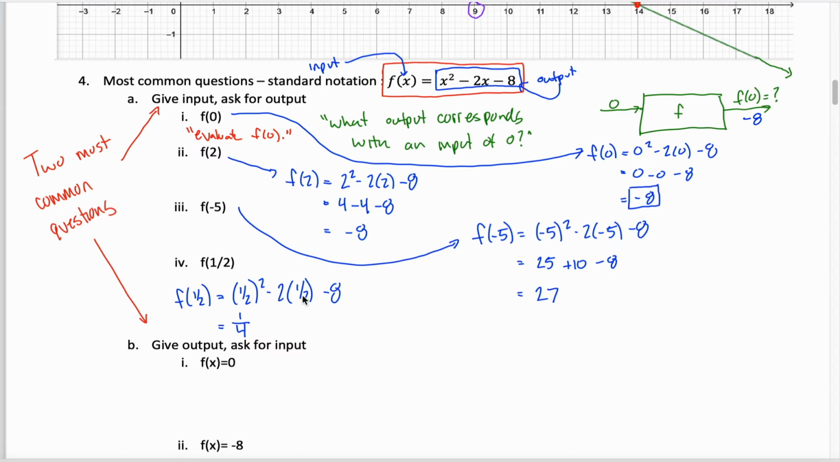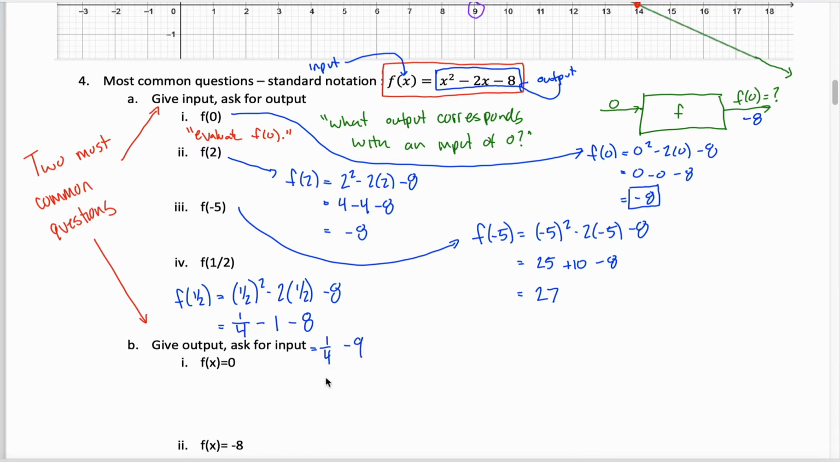When I'm multiplying 2 and 1/2, it might make life easier to think about this 2 as a fraction. So as a fraction, this 2 is 2 divided by 1. So I have 2 divided by 1 times 1 divided by 2. I multiply straight across, I get 2 over 2, in other words, 1. So from 1/4, I want to subtract 1 and then subtract 8 more. So I have 1/4 minus 9.